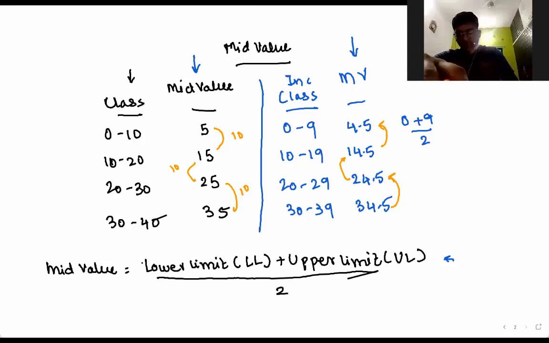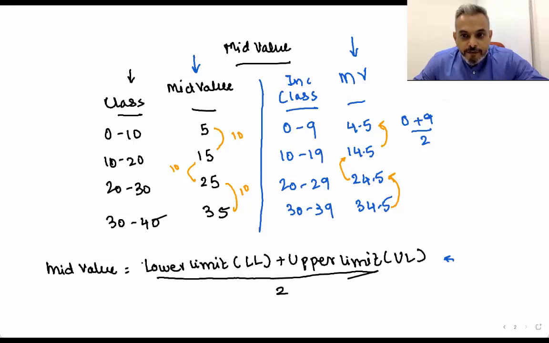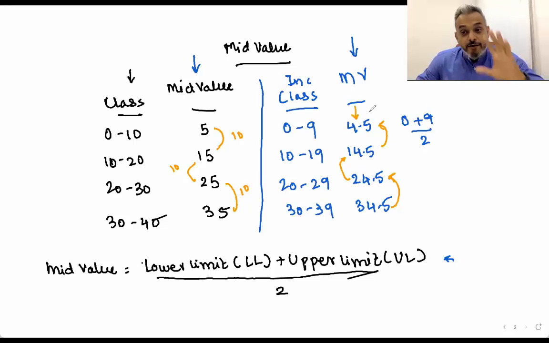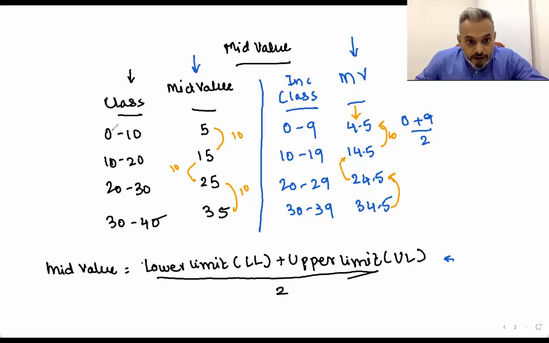So mid value class length होगी ना. Mid value is not the class length. Mid value is mid value. But ये mid value और ये mid value का difference is class length. That is 10. 15 minus 5 is 10. ये mid value. Mid value कैसे आया? Lower limit और upper limit को add करके divide by 2 करना.